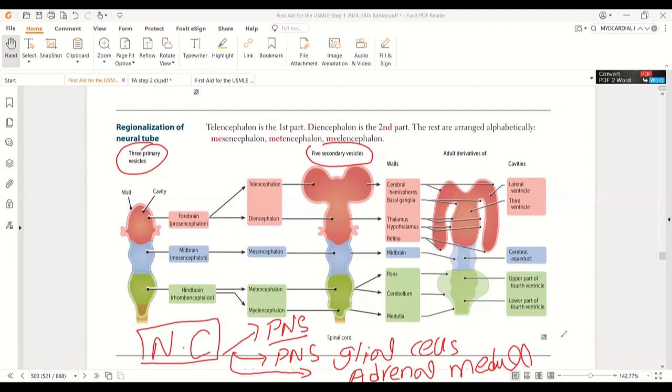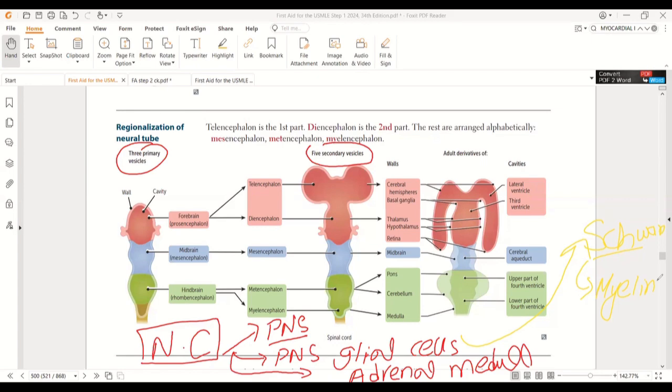What about the glial cells? The glial cells are basically the coating cells. So the high yield stuff related to these glial cells are Schwann cells. So what is the function of the Schwann cell? Myelination. Myelination of the peripheral nerve, right?